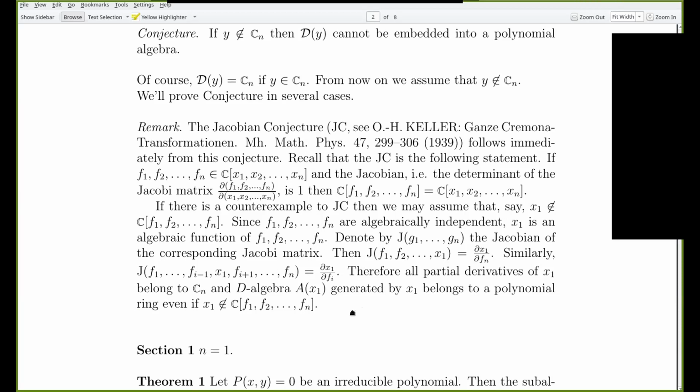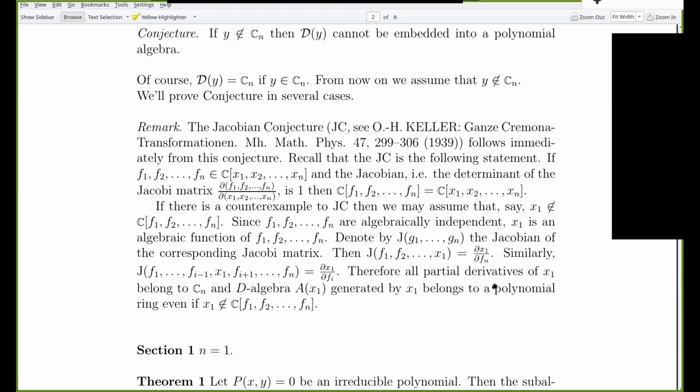So suppose we have a counterexample to the Jacobian conjecture, namely that the subring generated by this n-tuple is not the whole ring. Then, of course, I can assume that one of the generators, xi, is not in this ring. And for the sake of argument, I can say that x1 is not there.